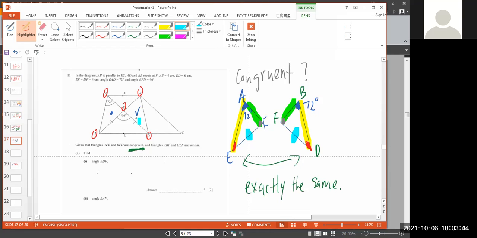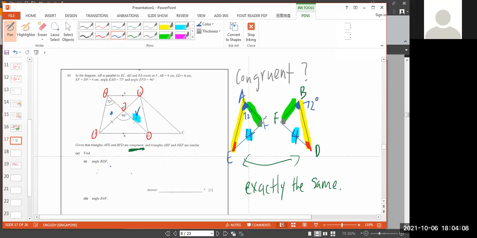Then what you have here is, can you see that there is a 4 here, 4 cm? This is EF and DF. So DF is 4. So which is here is 4. This one is 4. So that means this is also 4. Then continue.